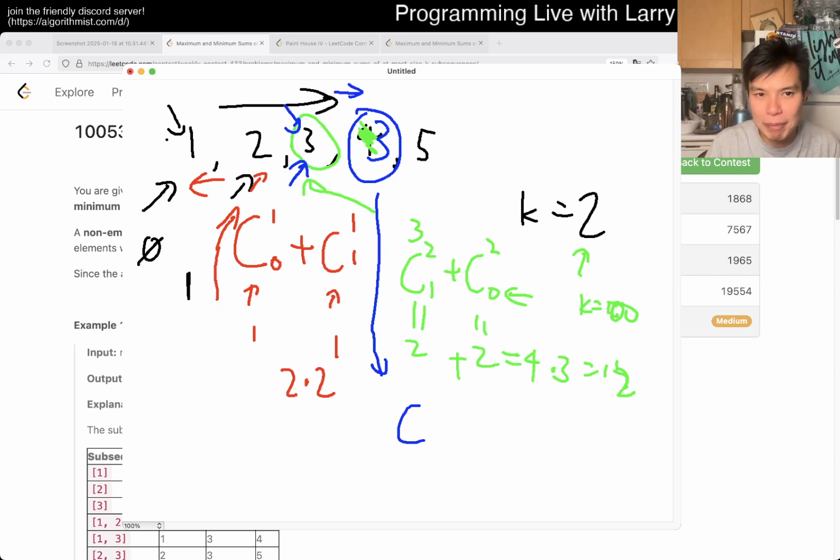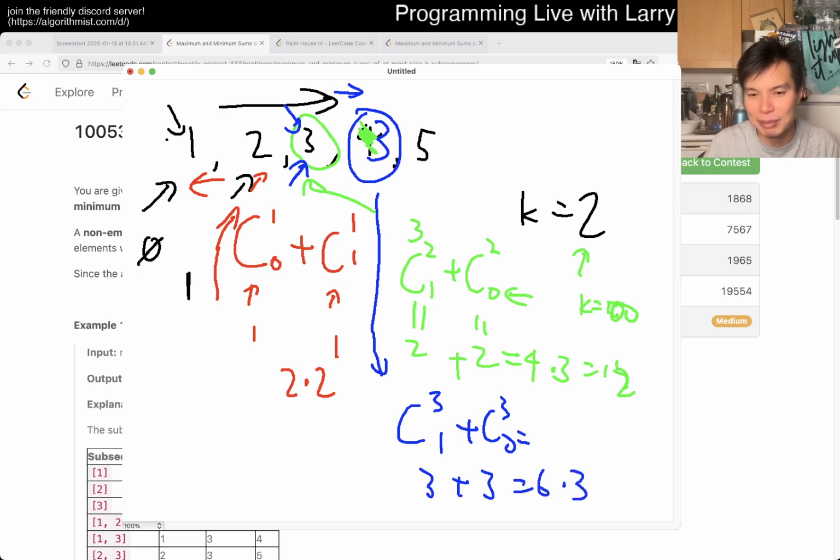You have 3 other numbers. You have to choose one of them or 0 of them. So that's 3 plus 3, which is 6, and also times 3 again. And that's it. I mean, that's it in idea.